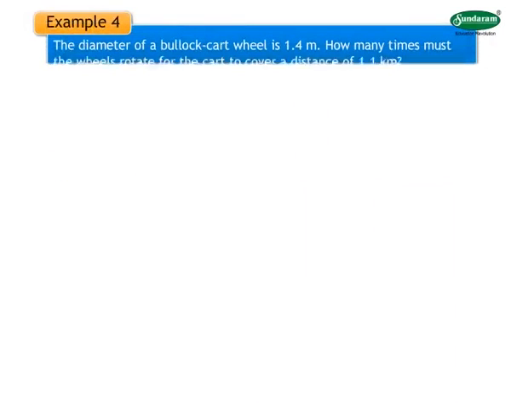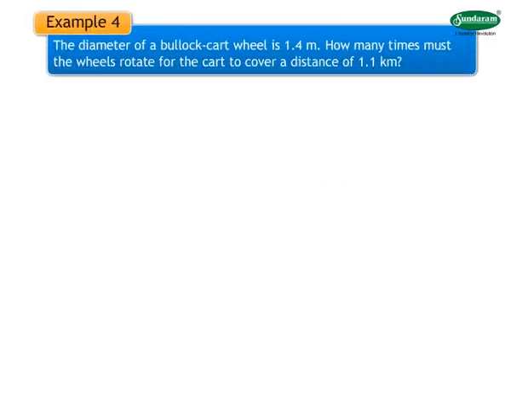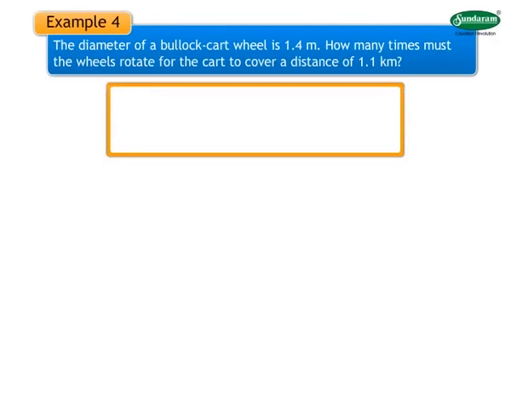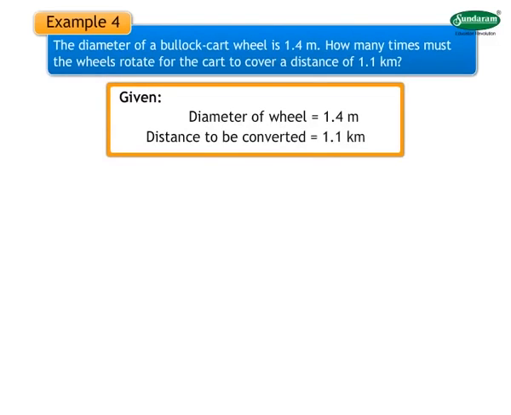Example 4. The diameter of a bullock cart wheel is 1.4 meter. How many times must the wheels rotate for the cart to cover a distance of 1.1 kilometers? Given. Diameter of wheel is equal to 1.4 meter. Distance to be covered is equal to 1.1 kilometer.